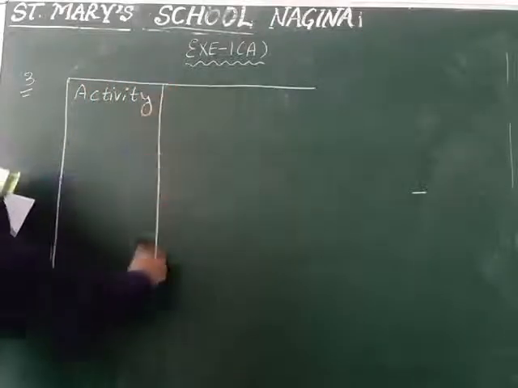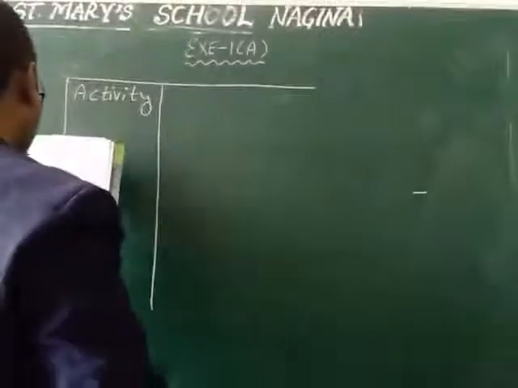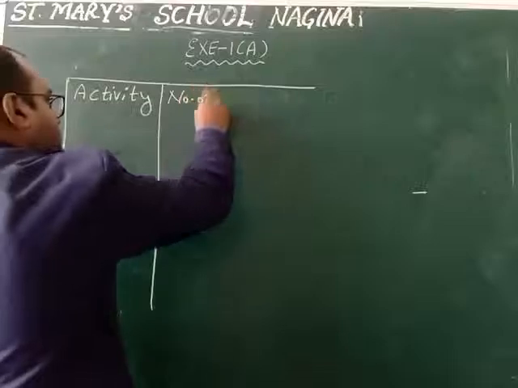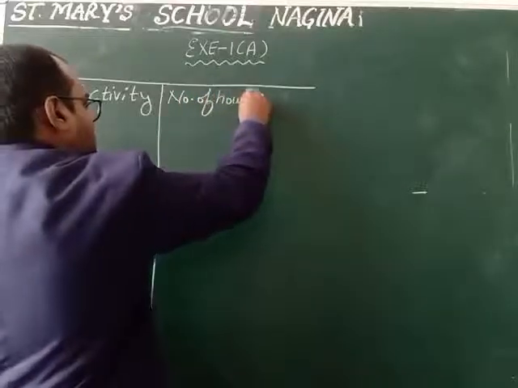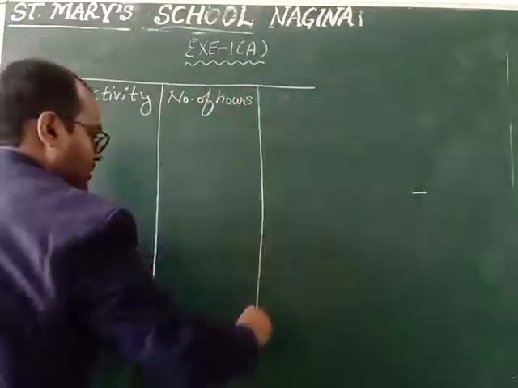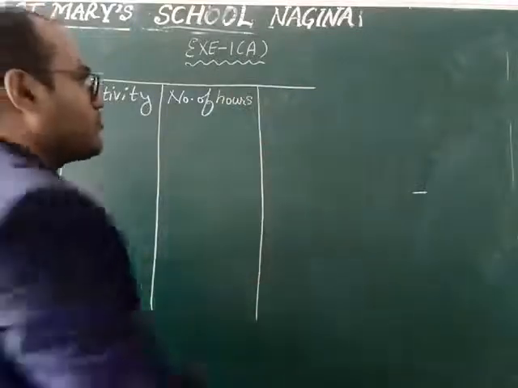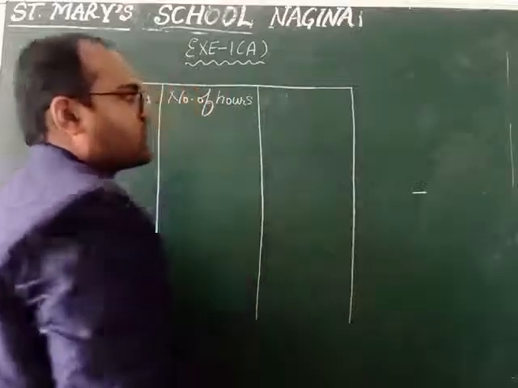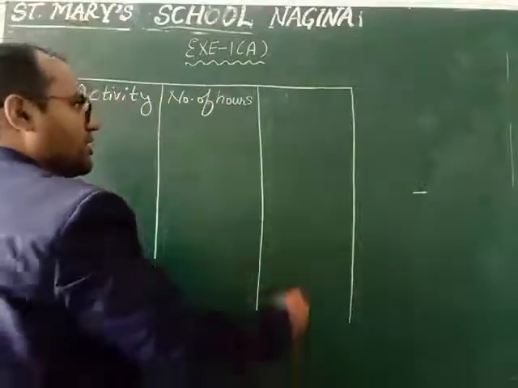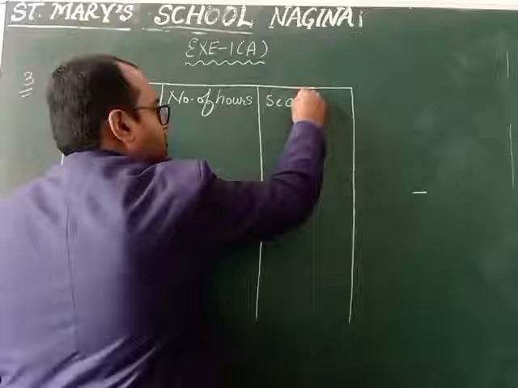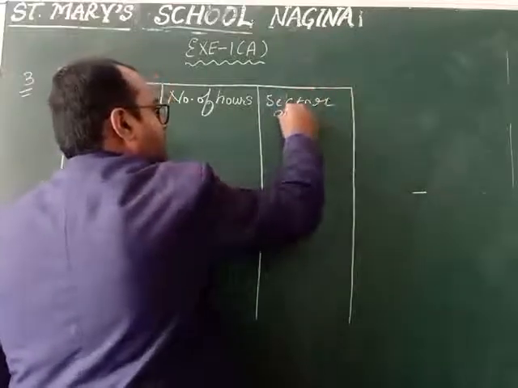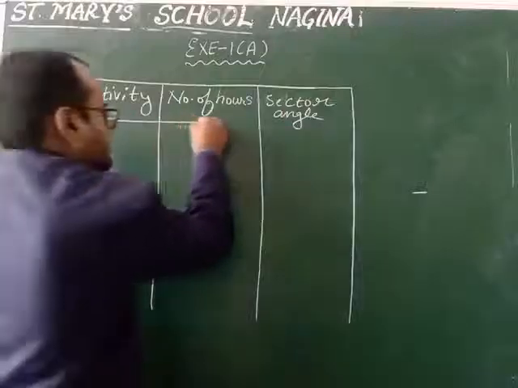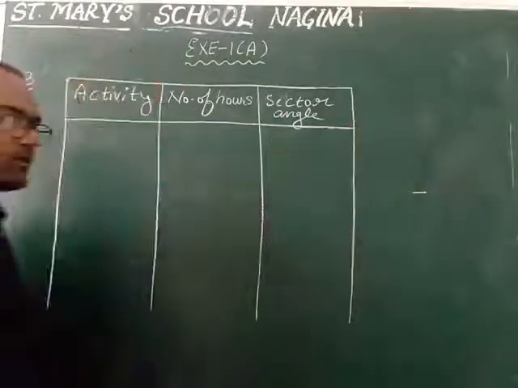Second heading, number of hours. Third heading, we have to write sector angle. In order to draw the pie graph or pie chart, we need sector angle. So next heading we will write sector angle. So these are the three headings which we have to write in this table.